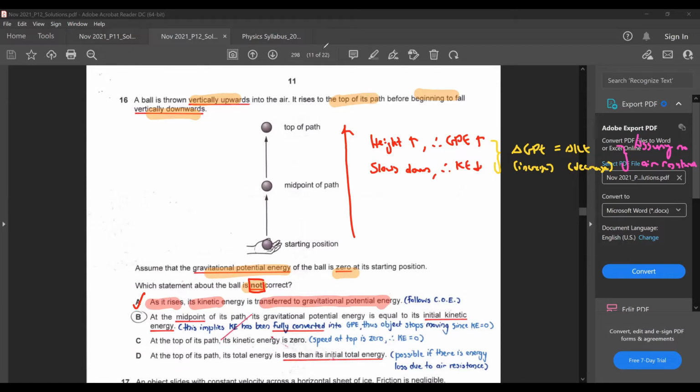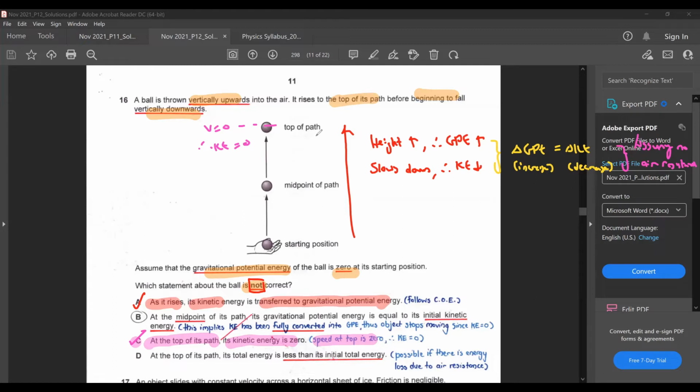Then if I look at answer choice C, at the top of its path, its kinetic energy is 0. This one is correct, because speed at the top, at your maximum height, is 0. Therefore, KE is 0. So C is also correct.